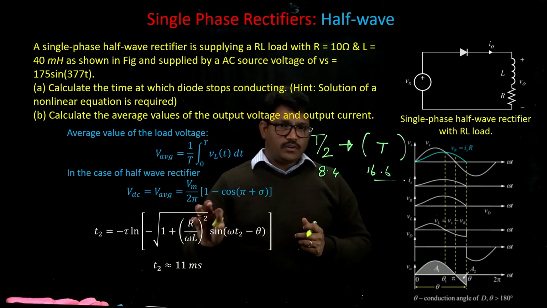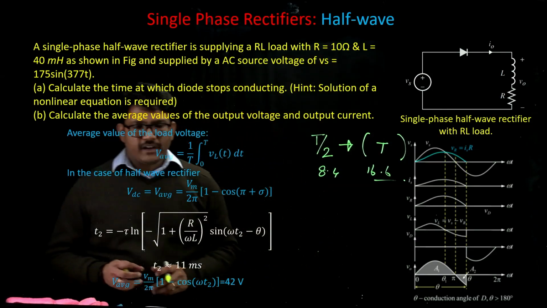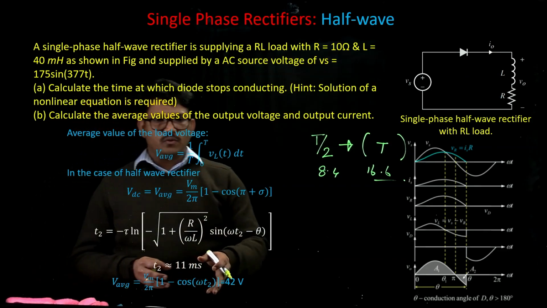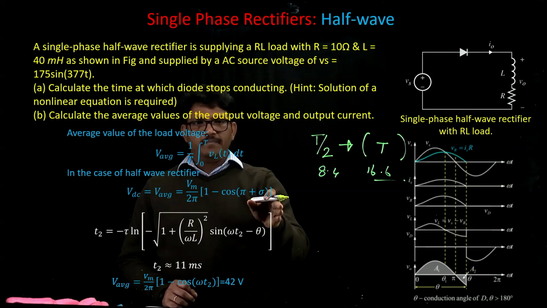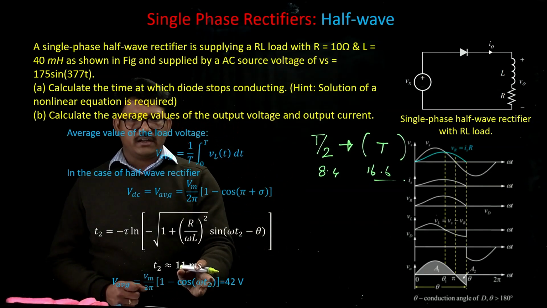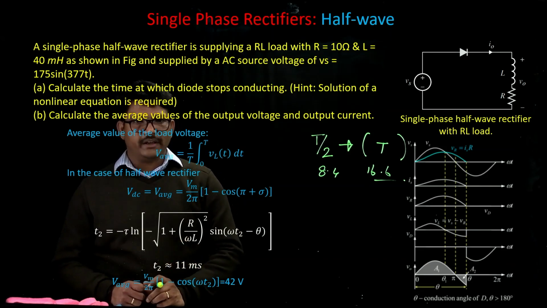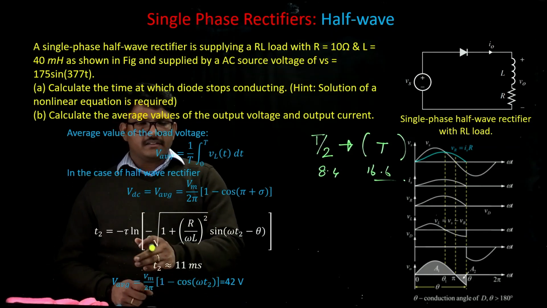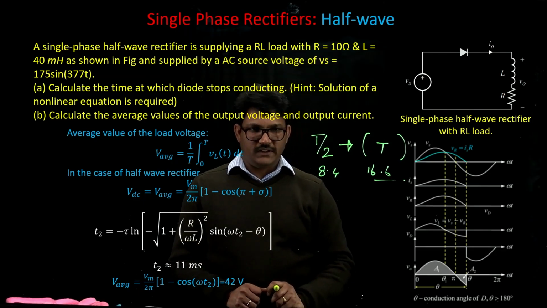After getting the value of time, we can substitute it in this equation. The average value of the output voltage will be Vmax upon 2 pi times 1 minus cos omega t2, because this value of pi plus sigma is nothing but pi plus the extra time that the diode is conducting. If you add the whole of it, that is omega t2. We have t2 as 11 milliseconds, and omega is 377, Vmax is 175, and pi is a constant. If you substitute, we get the average value of the output voltage as 42 volts.